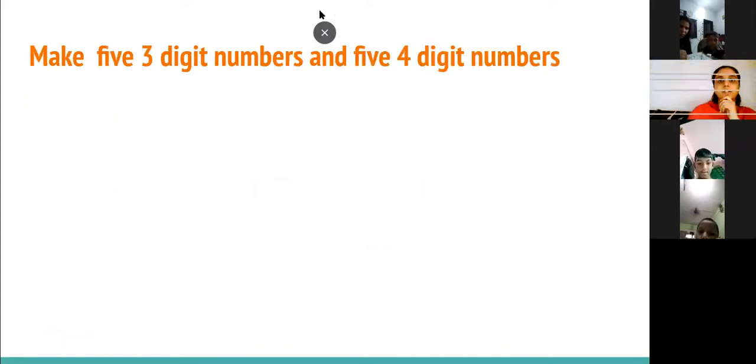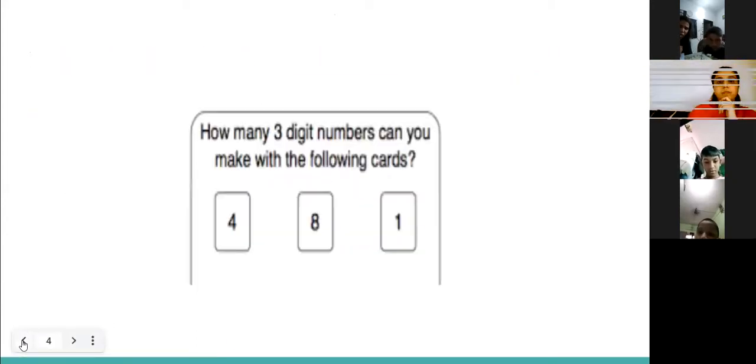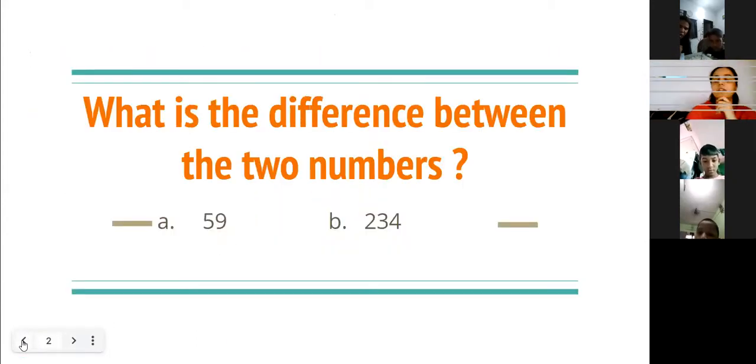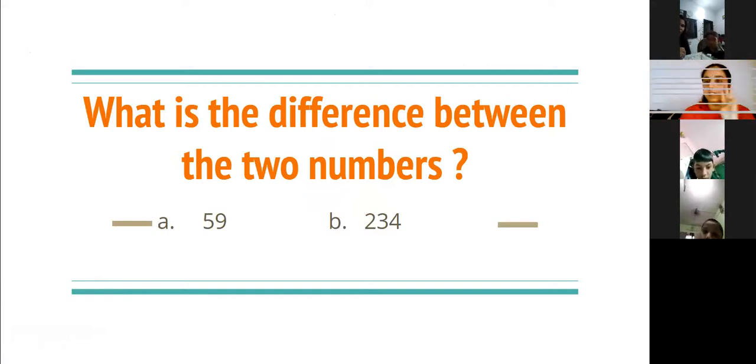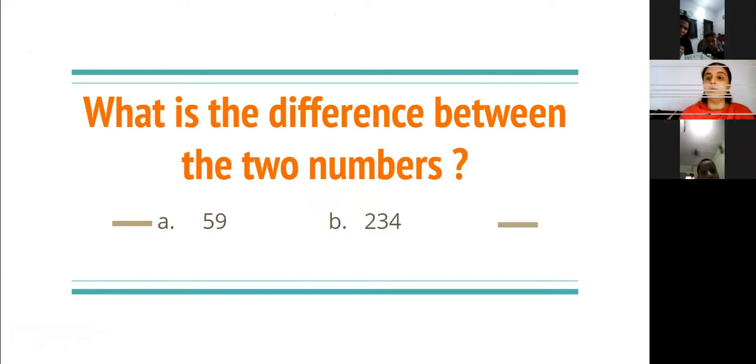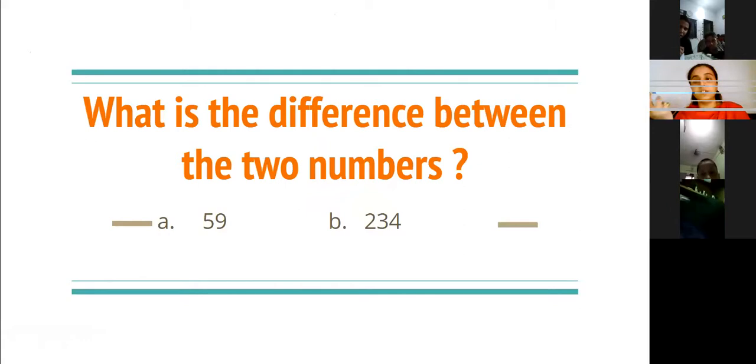I'll share my screen again. Okay. So Payal and Palak have given us the answer that the number 59 is a 2-digit number and number 234 is a 3-digit number. So you can also identify it in different ways. This is a smaller number. 234 is a bigger number when we compare it.